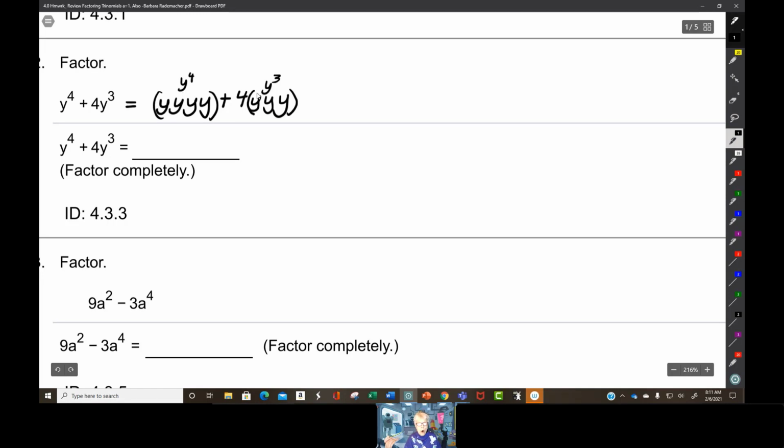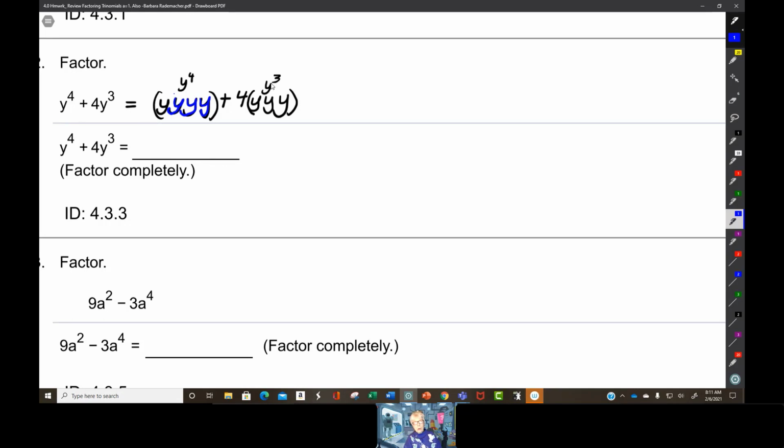And y to the 4th automatically contains y to the 3rd. Here it is right here. Y to the 3rd, I'll write it in blue. Y times y times y.